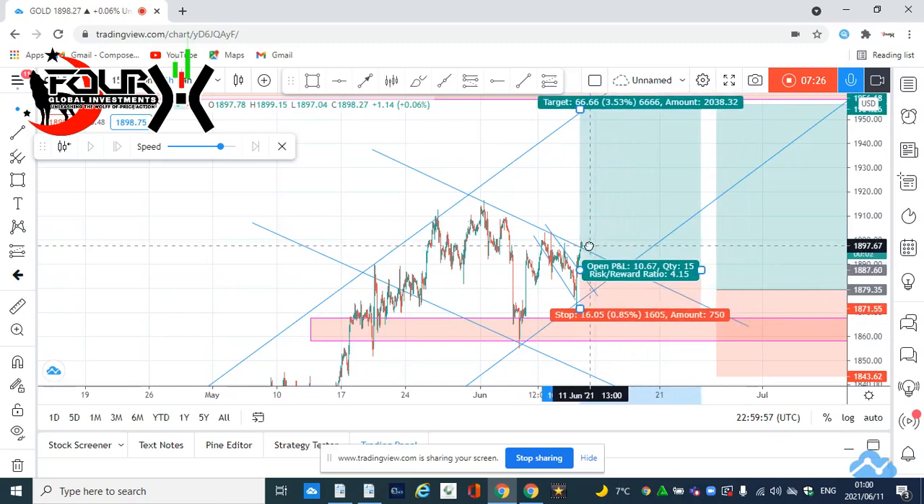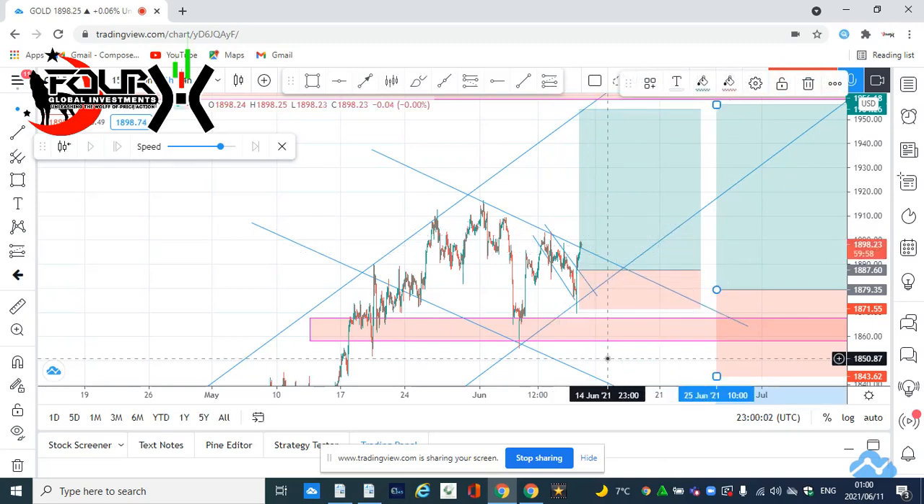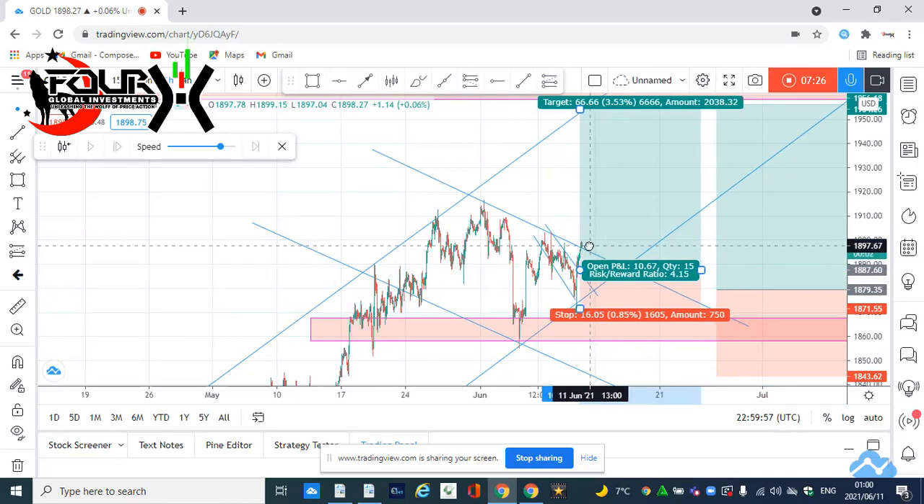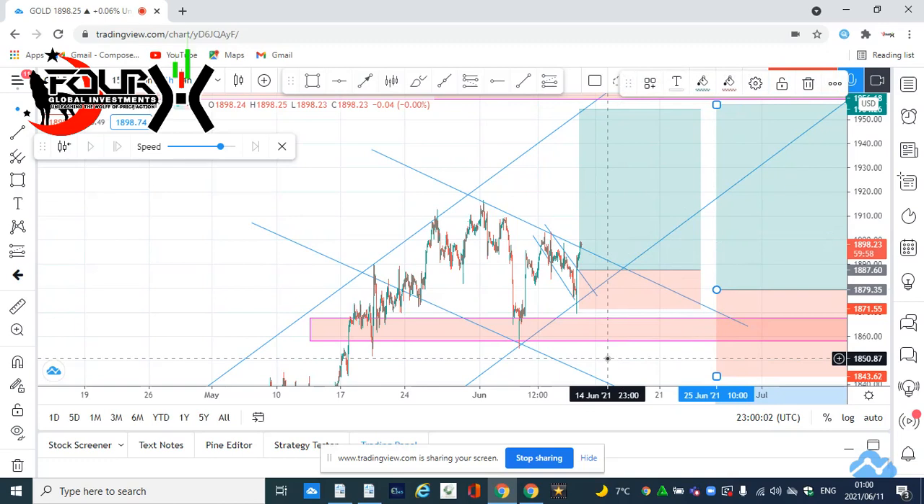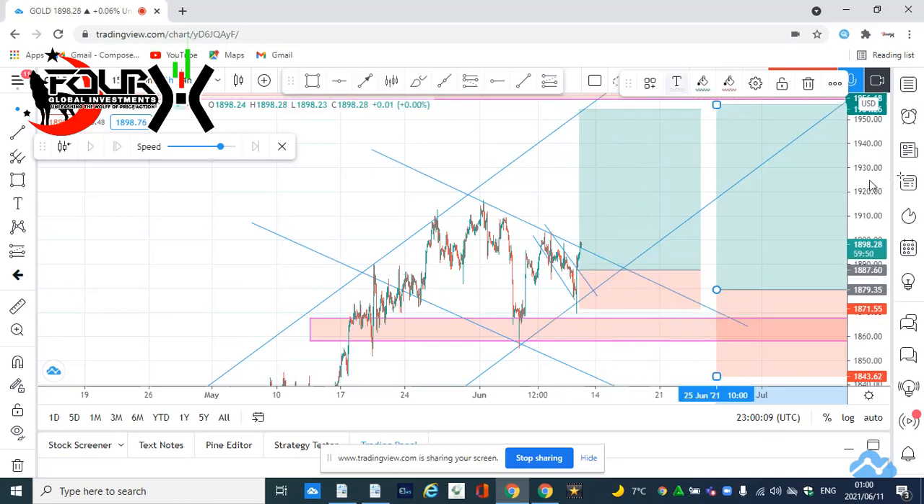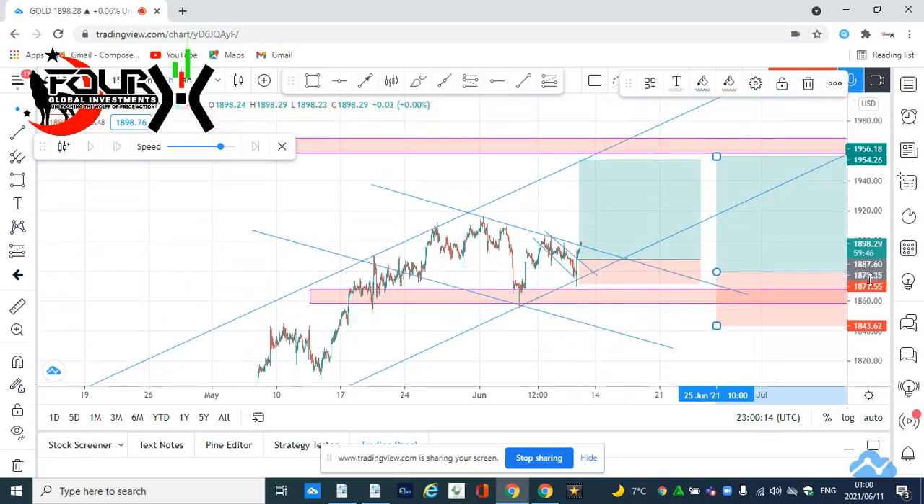So it has broken it there. And then what we're waiting for is for it to come back to here to retest before it shoots to the upside. So guys, that is all there is to this multi-time frame analysis. There is really nothing complicated here.